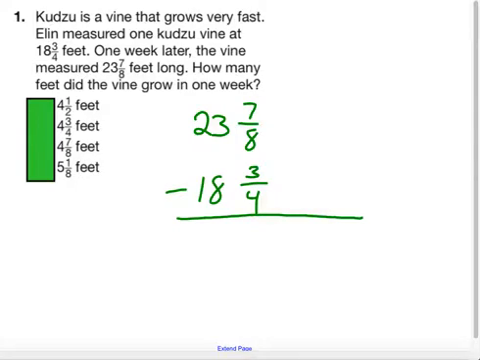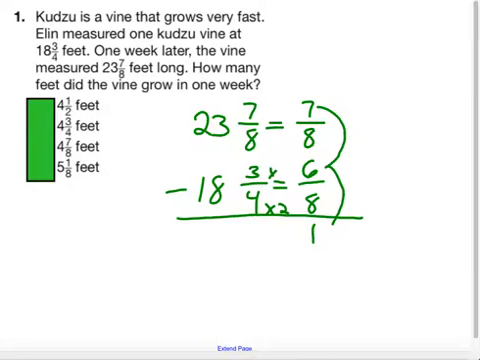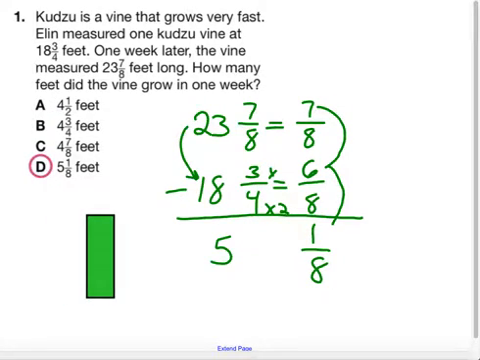You would set your problem up like this. Before you can subtract fractions, you need to find a common denominator of 8. So you would multiply to come up with an equivalency of 6/8. You can now subtract: 7 take away 6 is 1. Your 8 remains the same as the denominator. 23 take away 18 is 5. So your answer will be 5 1/8.